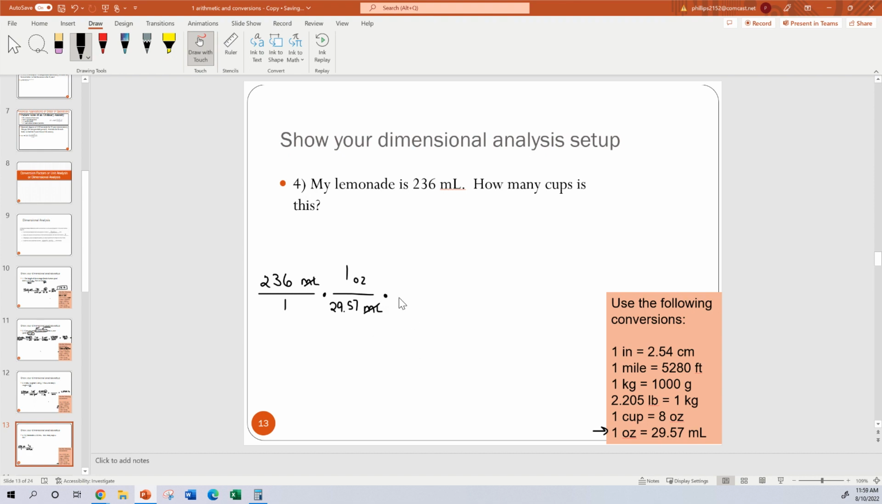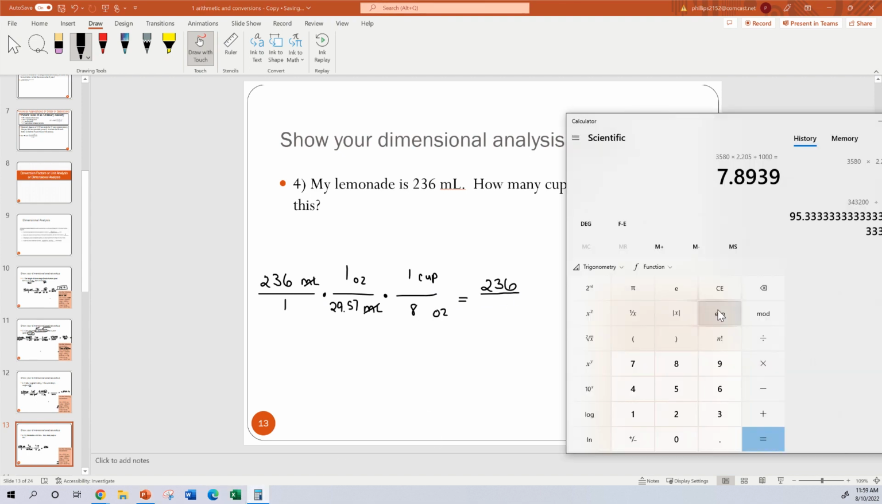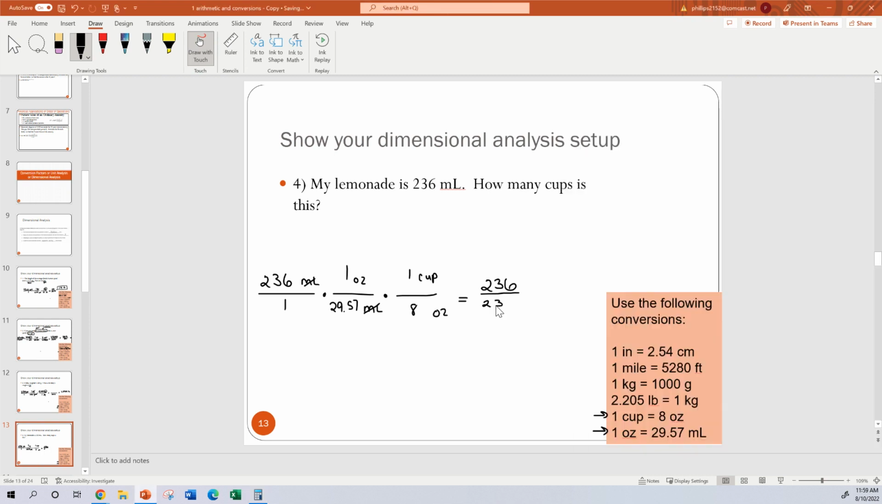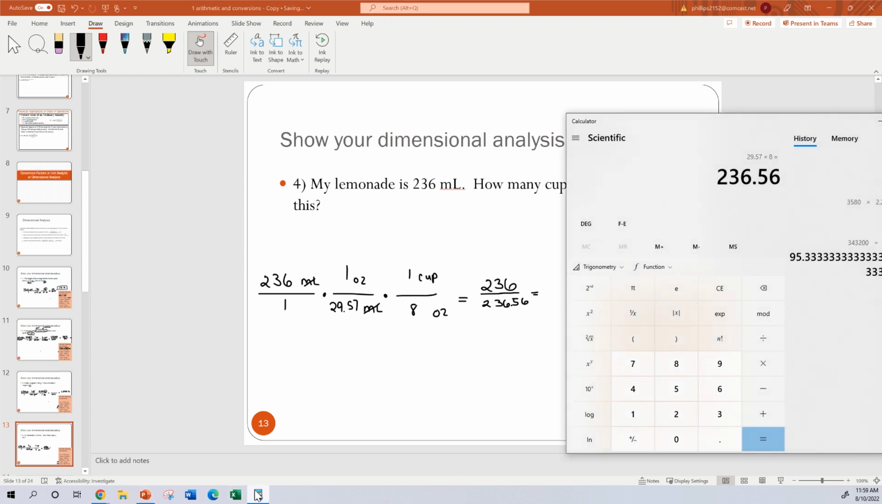Ounces is not my goal, so I set up my next conversion. Ounces is on top, so ounces has to go on bottom. That's the only way for it to cancel. Here's my conversion. 8 ounces is 1 cup. So as I look at the math, the top is the easy one, 236. I'm going to need some help from my calculator in the denominator. So clear. We have 29.57 times 8 equals, so 236.56. And I can see those numbers are really close, so my answer is going to be really close to 1.